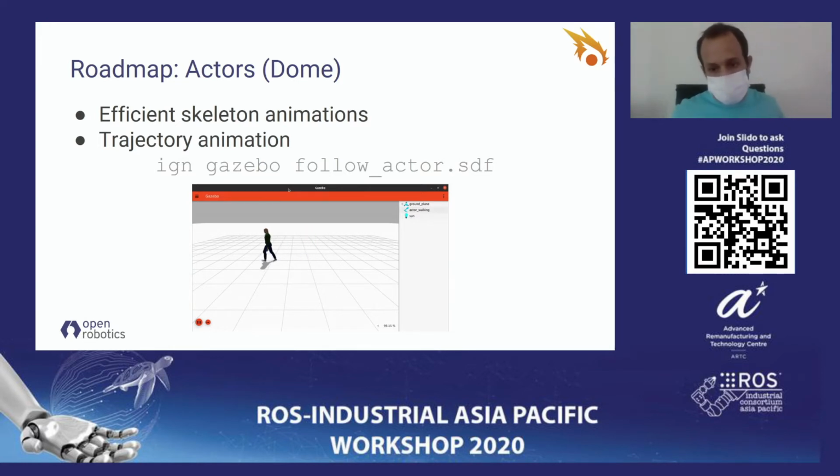So regarding actors, animated models are actors, basically. There are two types of animations that we have. We have skeleton animations, which are basically relative motion between the links in one model. And then we have trajectory animations, which basically carry all the actor links around the world on a trajectory.